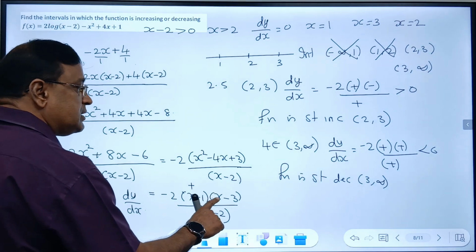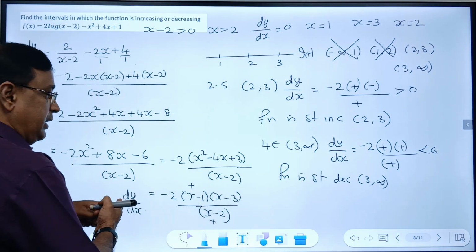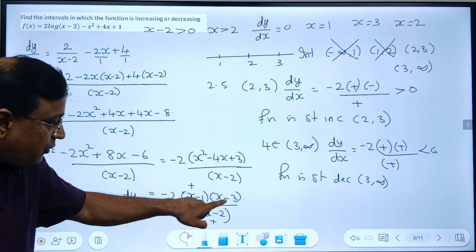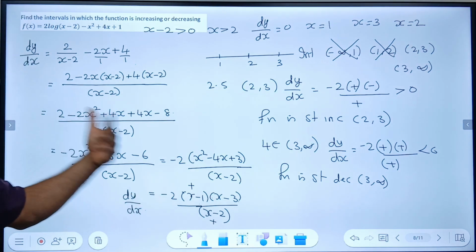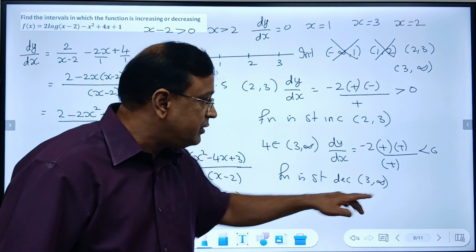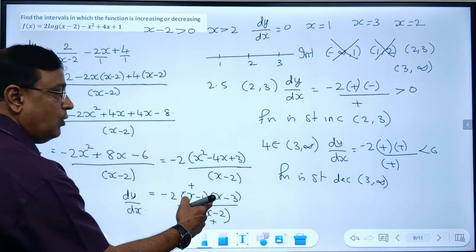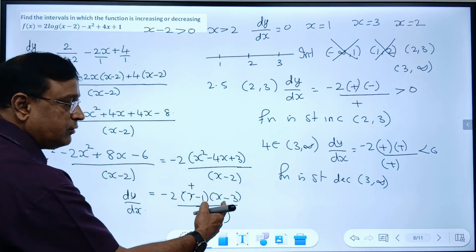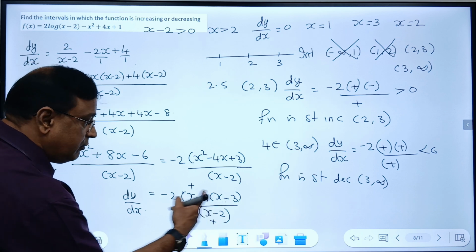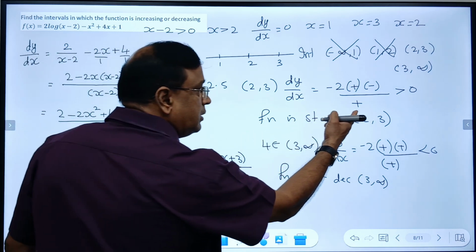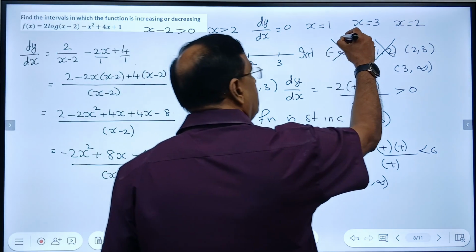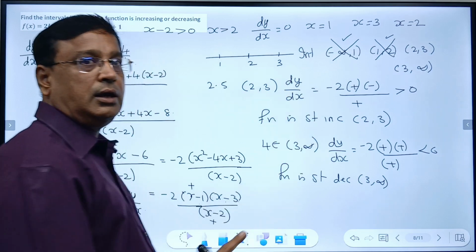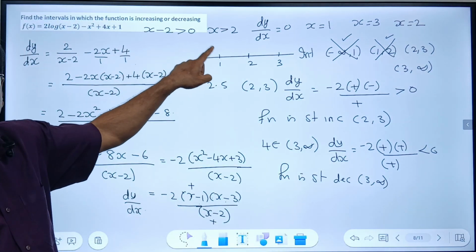So when x minus 3 is positive, dy by dx will be negative. Why? If this is positive, there is a negative sign there. So it will be decreasing. So that is why you got at 3 comma infinity it is decreasing. When x minus 3 is negative, that is when x is less than 3, negative into negative will be positive, you get increasing. So you can argue like that also. But if you don't want to think too much, this is the best way. But no way you will write these two intervals. These are wrong. Because x is definitely greater than 2.